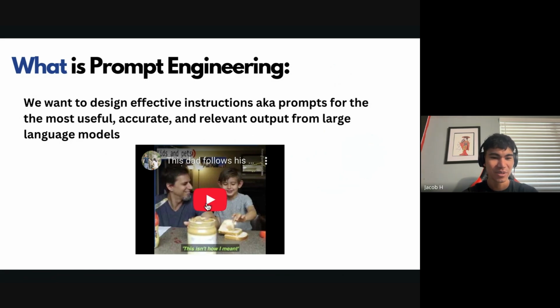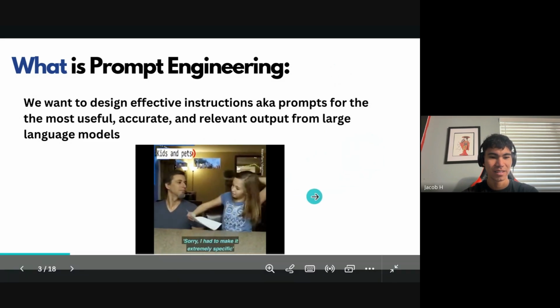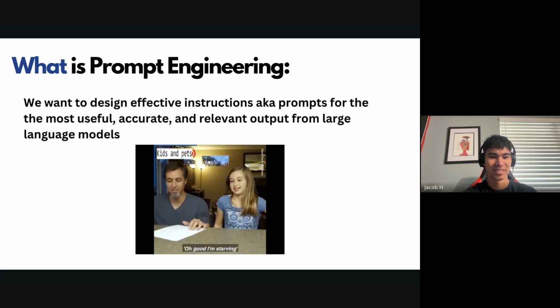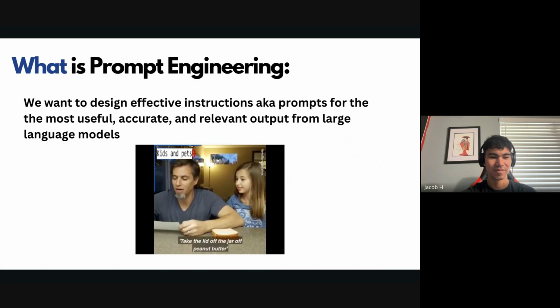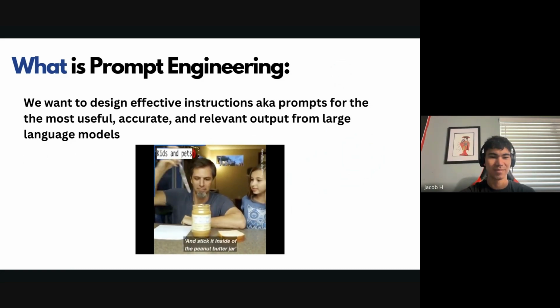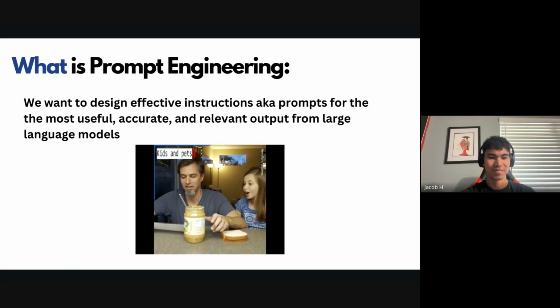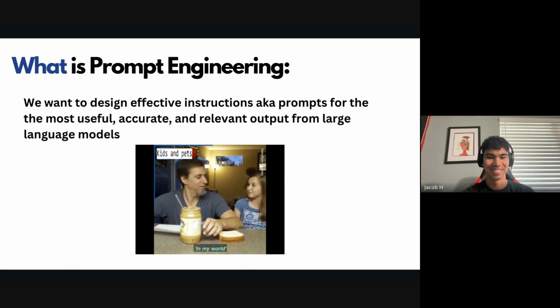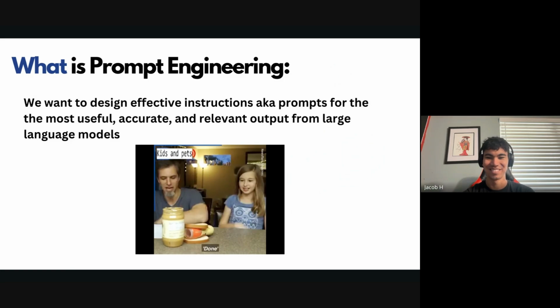Step 1, on top of each other. Sorry, I had to make it extremely specific. Oh, good, I'm starving. Take 2 pieces of white bread out of the bag. Take the lid off the jar of peanut butter. Get a butter knife and stick it inside of the peanut butter jar. With the knife, scoop a bit of peanut butter out of that means like a lot. A bit means a lot? In my world. There we go. You're doing better than before, though. Open the jelly jar. Squeeze it onto the other piece of bread. No. Done.